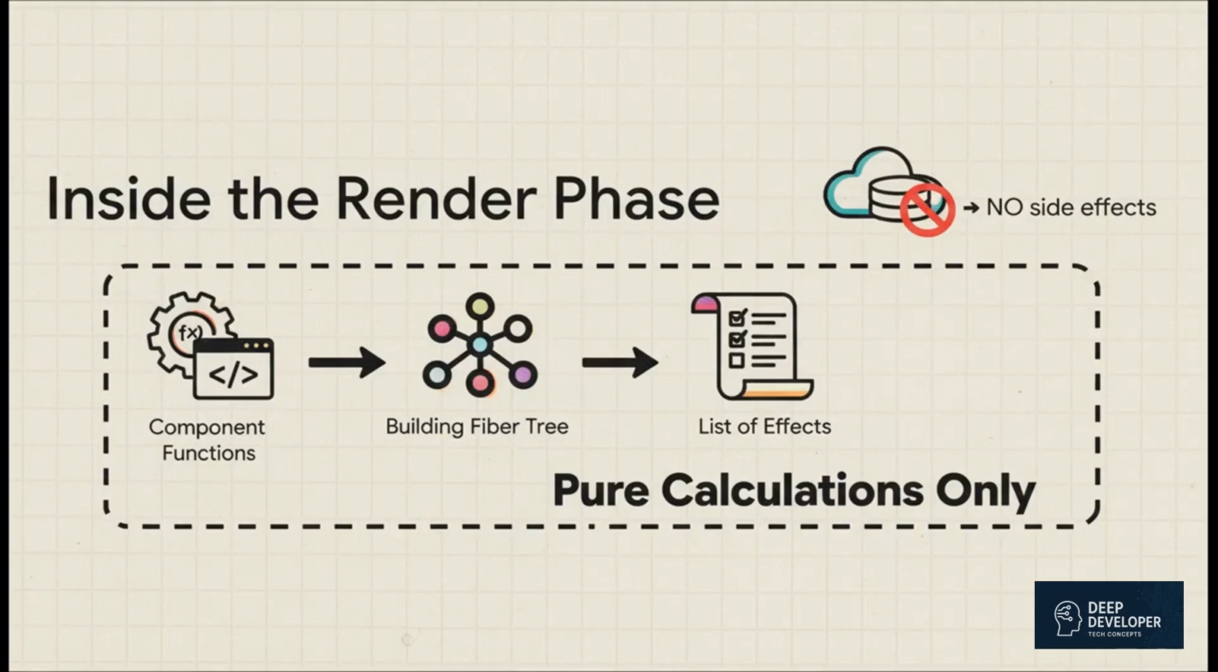So, during that interruptible render phase, React is busy doing all the prep work. It's calling your component functions to get that new VDOM, it's building its internal Fiber tree, and it's figuring out exactly which DOM operations are needed. It compiles all this work into a to-do list, which it calls a list of effects. And the critical rule here, the one you must never break, is that this phase has to be pure. No side effects, no API calls, no messing with the DOM directly, just calculation.